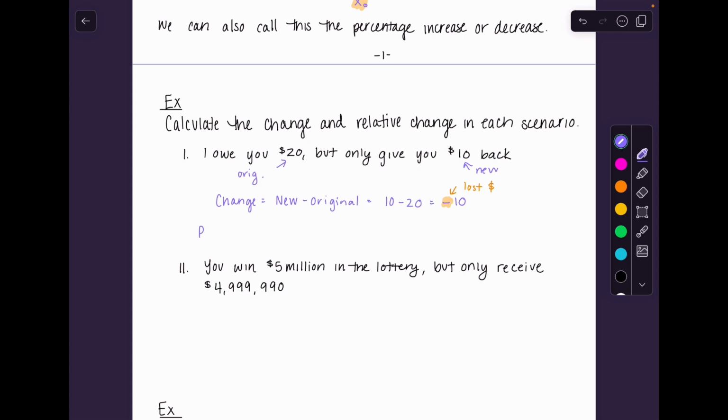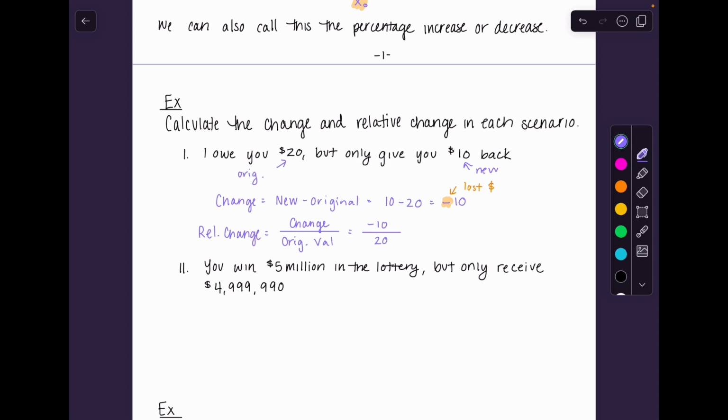Now let's find the relative change, or in this case, it would be a percentage decrease. So we're finding what percentage it went down by. So I don't need to go through the work because I already found the change in the first step. So we're going to use the idea that this is the change divided by the original value. So our change is -10. Our original value is $20.